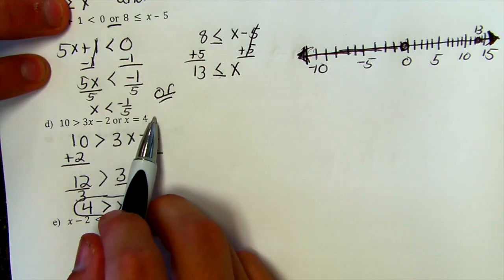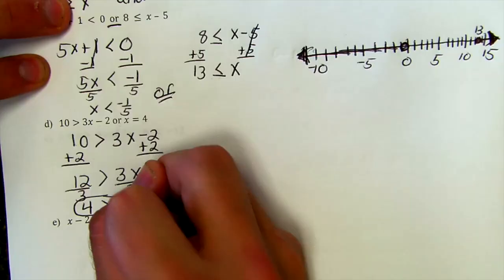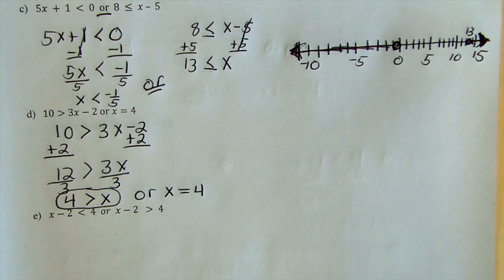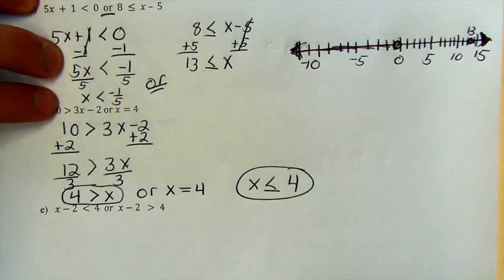And then it also says, or x is equal to 4. So we also have, or x is equal to 4. And if we combine these two together, we have that x is less than 4, or x is equal to 4. So we can combine these together and say that x is going to be less than or equal to 4.